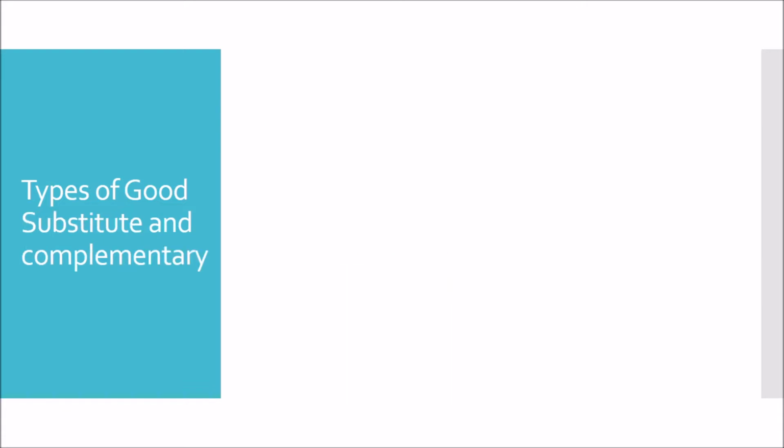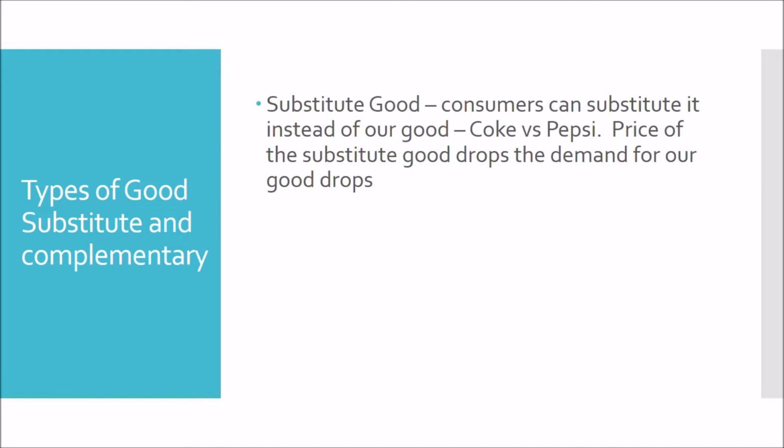Substitute and complementary goods. So substitute goods, this is about other suppliers and what they're supplying, really. A substitute good is a good that can be substituted for our product. It can be a really strong substitute, so just a straight up swap, or it could be a weak substitute. Let's say a strong substitute: Coke versus Pepsi, dark drink that's fizzy, got caffeine in, a bit sugary. So Coke versus Pepsi.